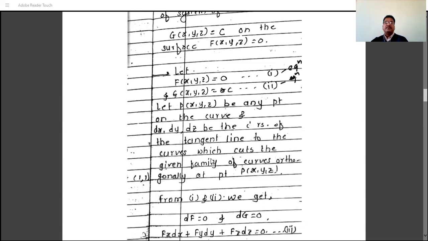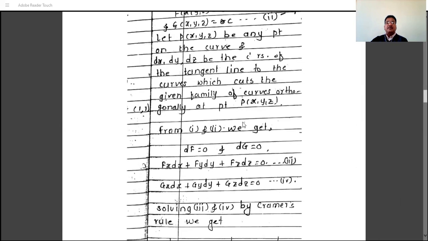So what are dx, dy, dz? These are the direction ratios of the tangent line to the curves which cut the given family of curves orthogonally. That is, these are the tangent lines to the orthogonal trajectories. The curves which cut the given family of curves orthogonally means orthogonal trajectories. So dx, dy, dz are the direction ratios of the tangent line to the orthogonal trajectories at the point P(x,y,z).